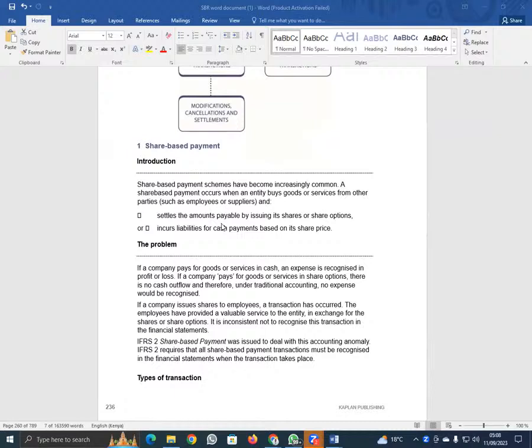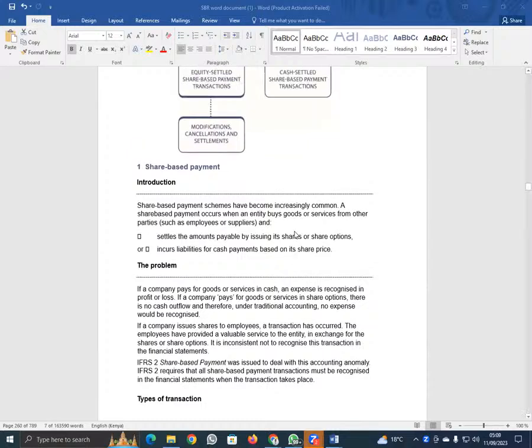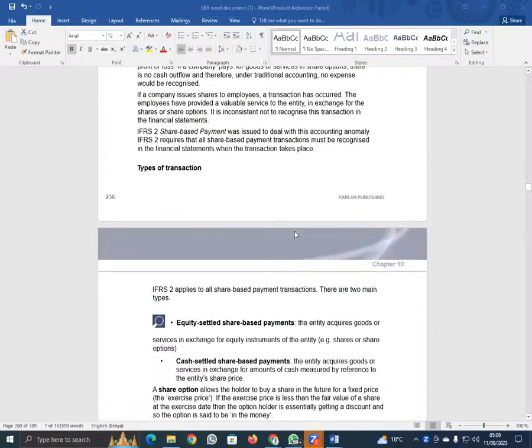Or number two, incurs liabilities for cash payments based on what? Its share price. Incurs liabilities for cash payments. You shall be paying them cash based on its share price. Now, please listen to me very well.